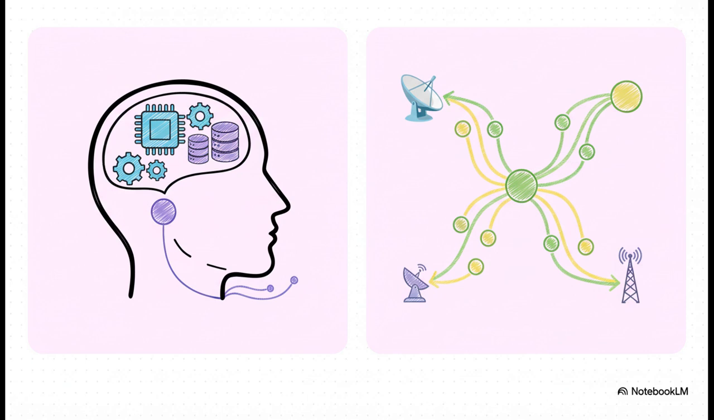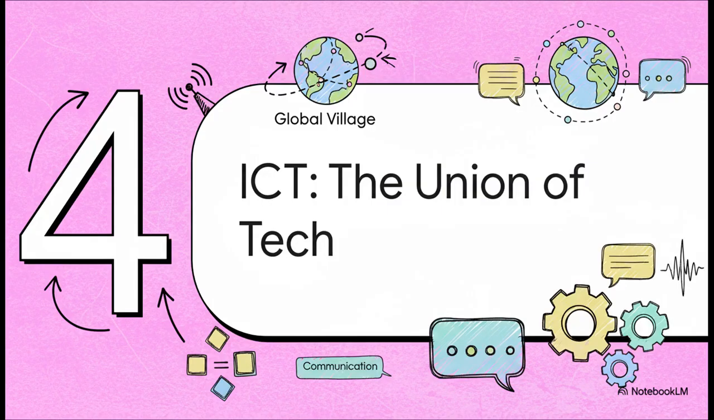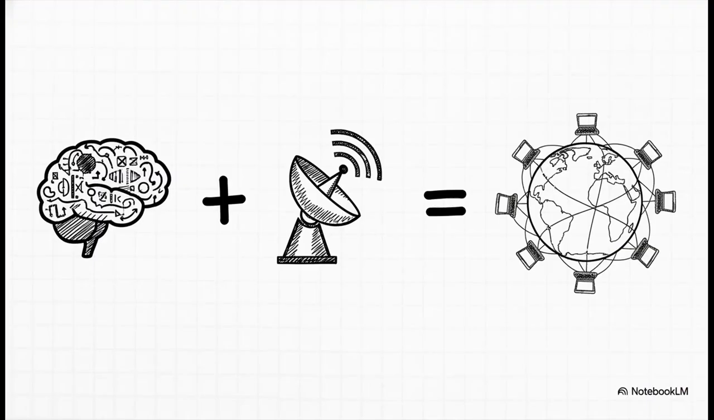Then, on the other side, you have communication technology, or CT. If IT is the brain, then CT is the global nervous system. It's the internet, the cell networks, the satellites, all the stuff that sends that information whizzing around the planet. So, what happens when you take that digital brain and you connect it to that global nervous system? Well, you get something totally revolutionary. And boom, there it is. This is the simple, powerful formula that basically runs our entire digital age. When information technology and communication technology merge, you get ICT.